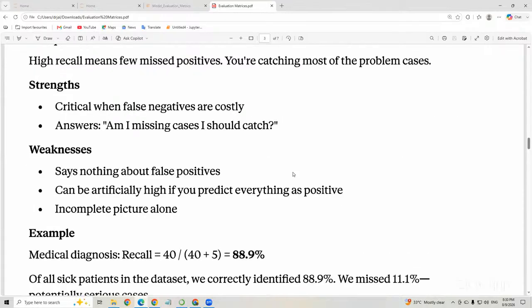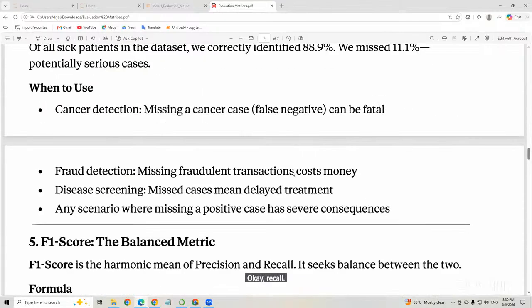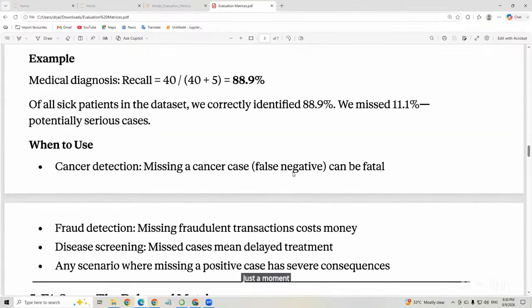Recall. So when can we apply it, and why is recall important? Recall is particularly important when false negatives are costly. For example, we can take from healthcare: cancer detection, disease screening, fraud detection, safety monitoring.